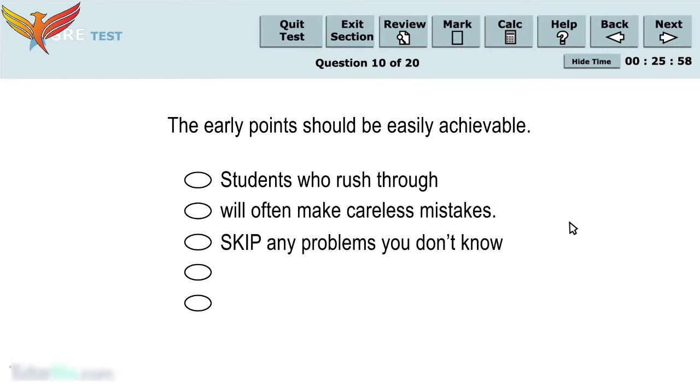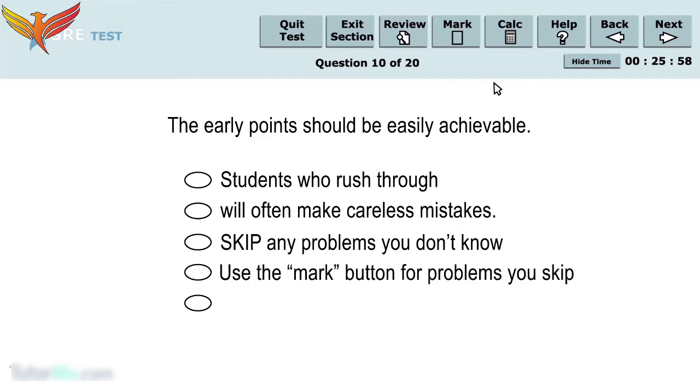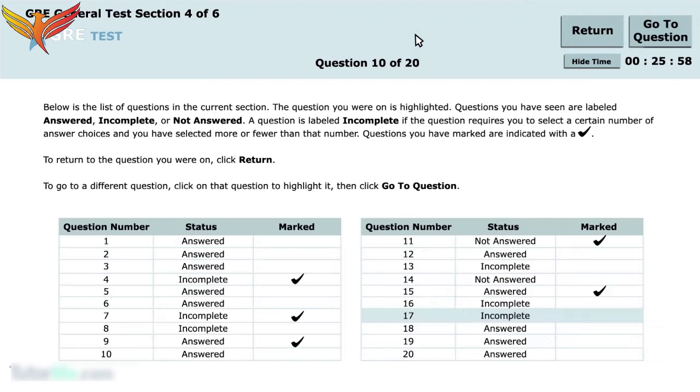Skip any problems that you don't know. Make sure to use the mark button so you can easily return to them using the review section once you've gone through the test once. Never leave a question blank. There are no penalties for wrong answers, meaning leaving a question blank will only hurt you. There's no downside for guessing.